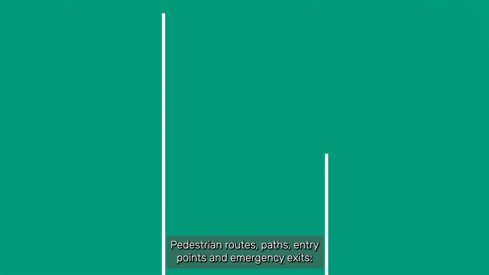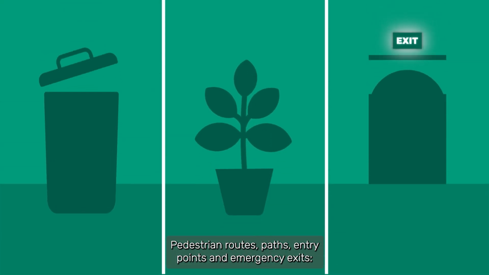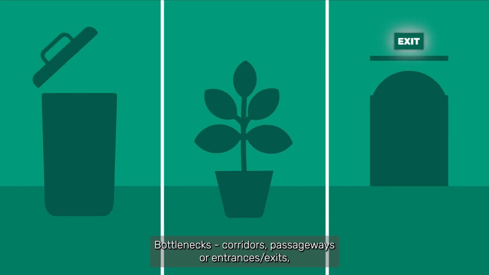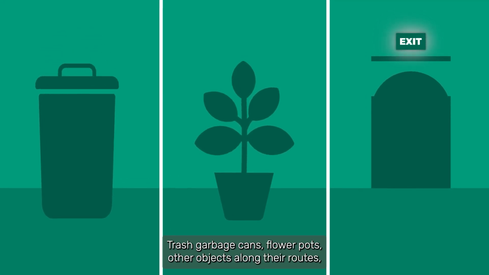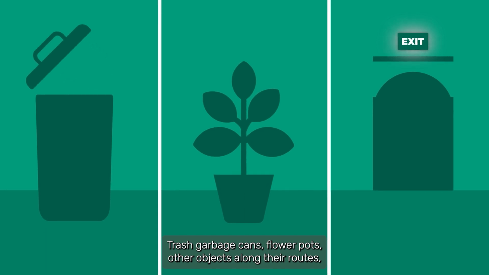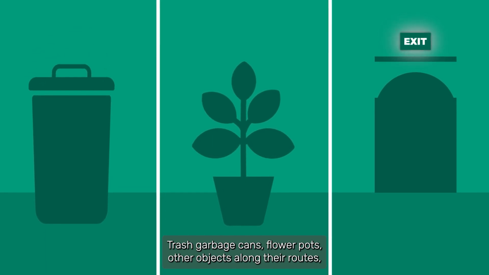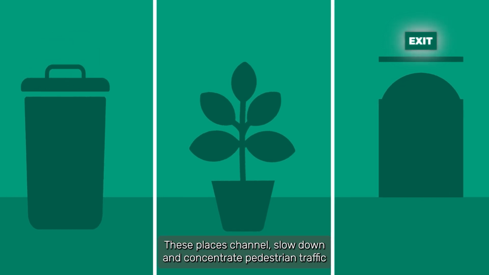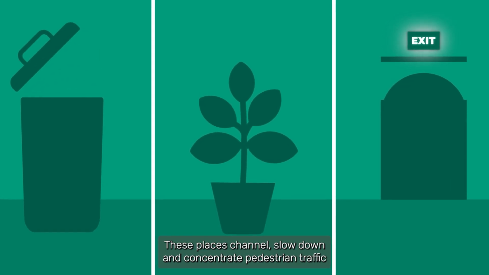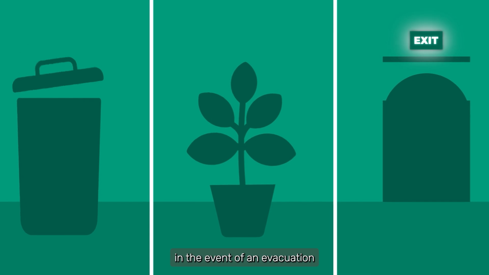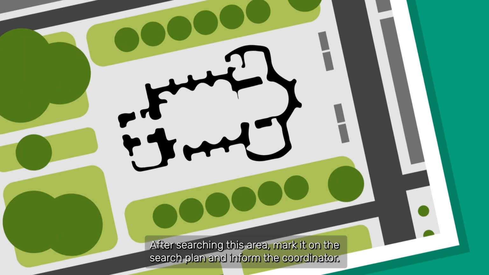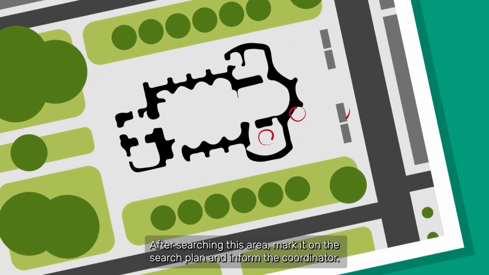Pedestrian routes, paths, entry points, and emergency exits. Check carefully bottlenecks, corridors, passageways or entrances, exits, trash garbage cans, flower pots, other objects along their routes, pathways and emergency exits. These places channel, slow down and concentrate pedestrian traffic in the event of an evacuation and are potential locations for secondary threats. After searching this area, mark it on the search plan and inform the coordinator.